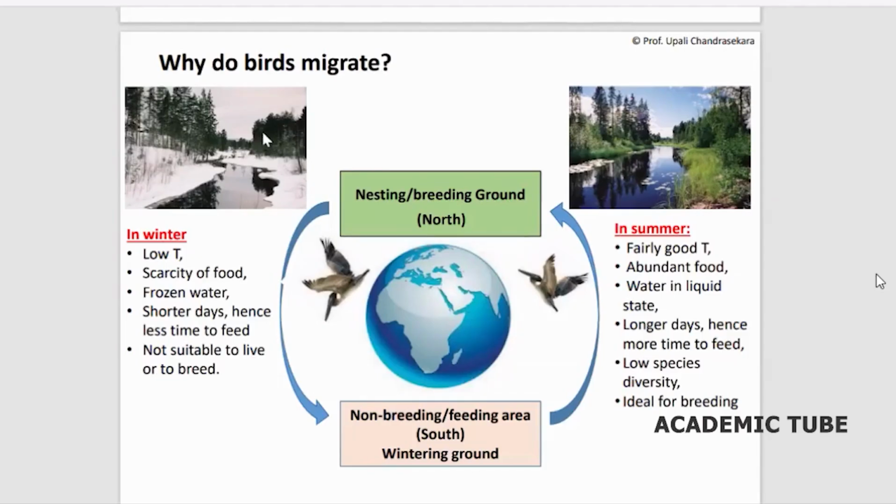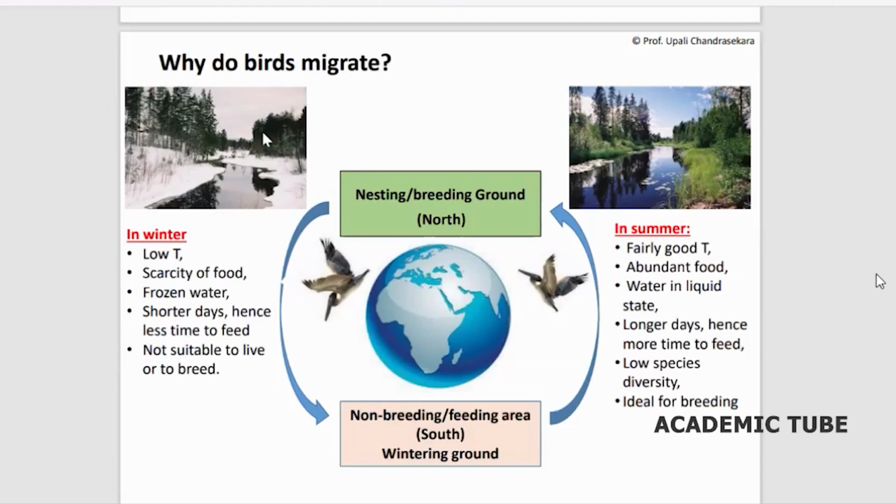Also, the days are shorter. Photoperiod is low, the daytime is short. Therefore they have less time to feed. Therefore the winter is not a suitable time for them to live.